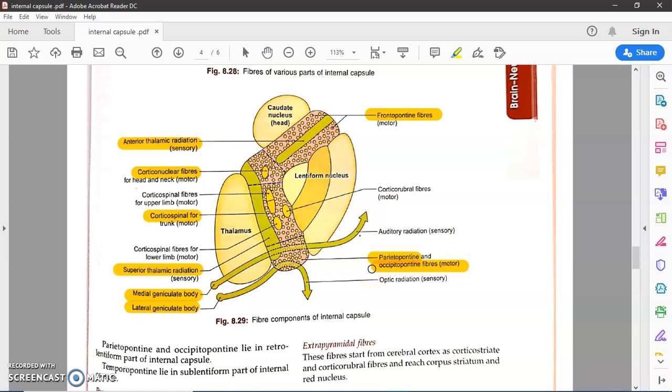Third point, corticothalamic fibers. Fibers pass from the various parts of the cerebral cortex to the thalamus. Then the fibers from the cerebral cortex to brainstem nuclei. First, corticorubral fibers pass through the posterior limb. Corticoreticular fibers pass through the genu and posterior limb. Occipitotectal fibers pass through the retrolentiform part.